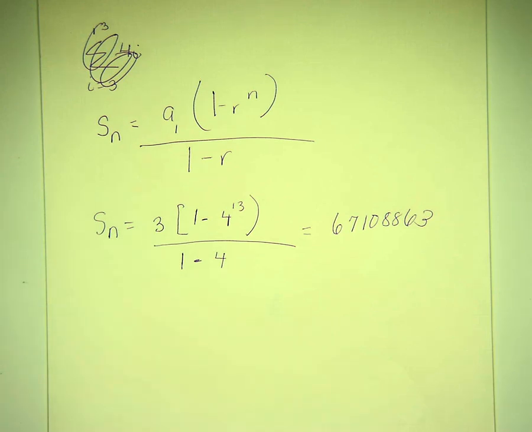So once again, when you do this, make sure you do it step by step in your calculator. So do the 4 to the 13th power first. Subtract that from 1. Multiply it by 3. And then divide by -3. Then you have your final answer of 67,108,863.